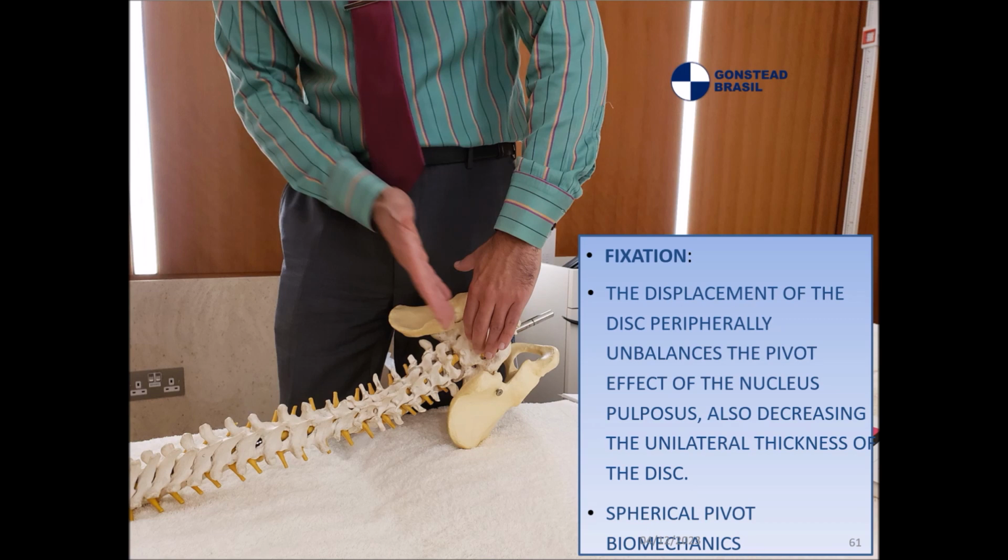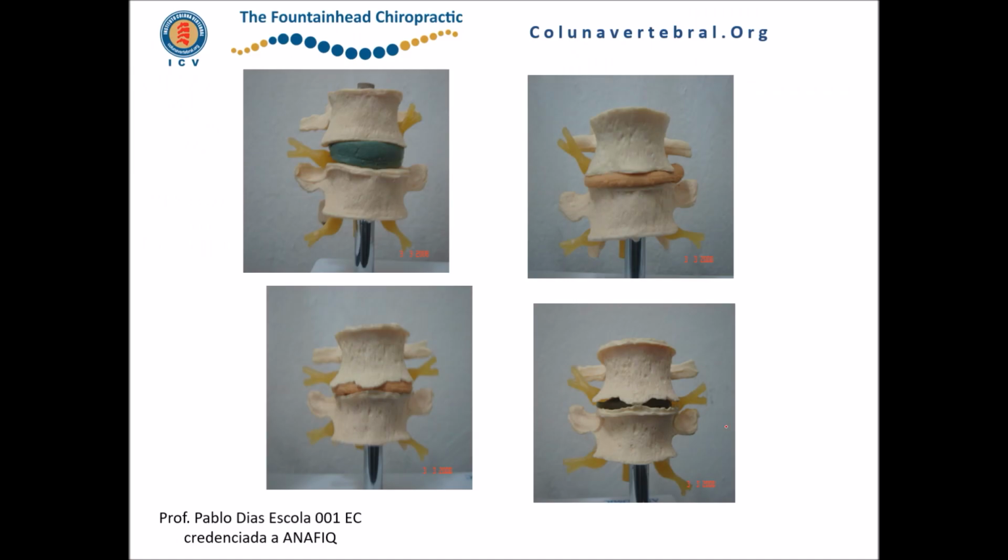And then it's very important to understand the term of fixations, the displacement of the disc peripherally, and balancing the pivot effect of the nucleus pulposus, also decreasing the unilateral thickness of the disc. And don't forget the spherical pivot biomechanics, the ball pivot. And this is what we can classify as dysfunction. Of course, this Gonstead score from D1 to D6 has a lot of correlation with the Kirkcaldy-Willis model of dysfunction, because it's related to anatomic change, and this anatomic change is of course related to biomechanical stress and damage to the tissue and the structure.